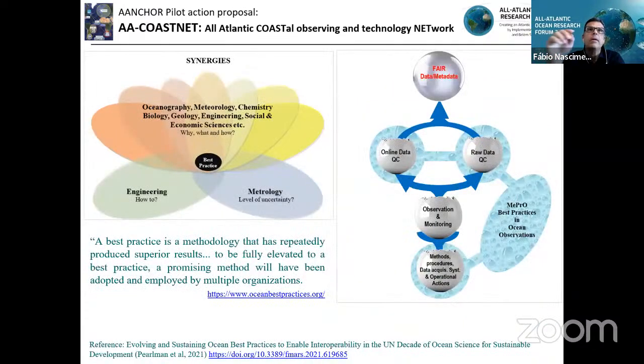Thinking on this, we can start to understand that we need to improve synergies between different areas of science, working in a transversal way, looking for methodologies that repeatedly produce superior results in the adoption and implementation of these procedures in multiple organizations. These should be the goals and focus of this program. The Brazilian program intends to be transversal, working from the planning stage to the end of the quality control stage. We don't have to focus on the storage and dissemination part of the data.